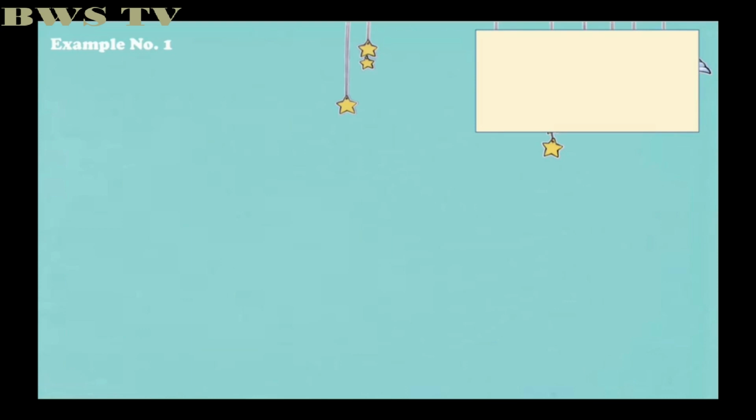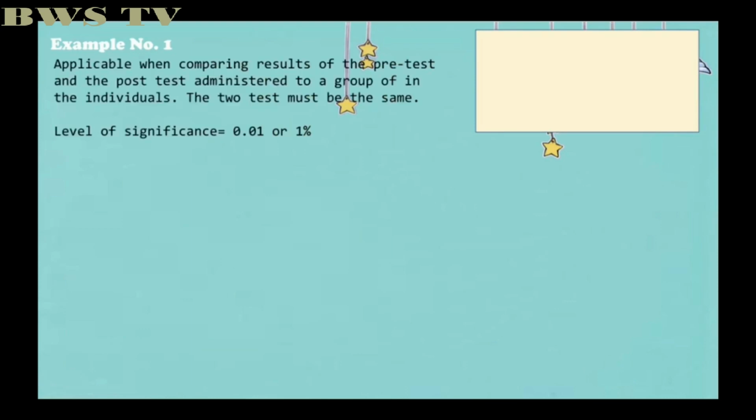So here's our first example. It is applicable when comparing the results of the pre-test and the post-test administered to a group of individuals. The two tests must be the same. The given level of significance is 0.01 or 1%. Here we have our table, pre-test and post-test.